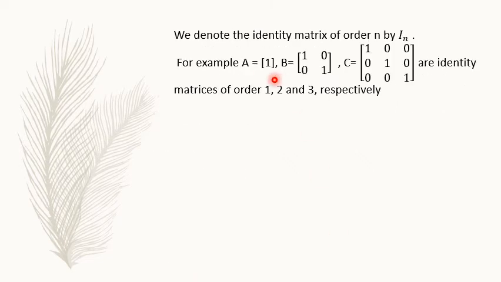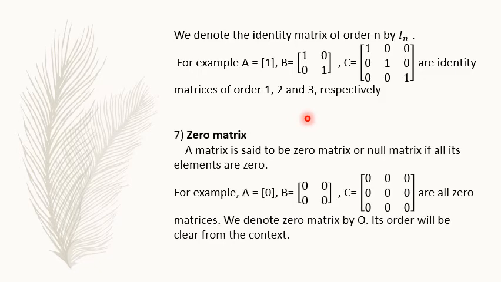So these are examples. This is a 1 by 1 identity matrix. Here B matrix is a 2 by 2 identity matrix. C matrix, this matrix is a 3 by 3 identity matrix. That is, the diagonal entries are 1 and non-diagonal entries are 0. So these types of matrices are said to be identity matrix.